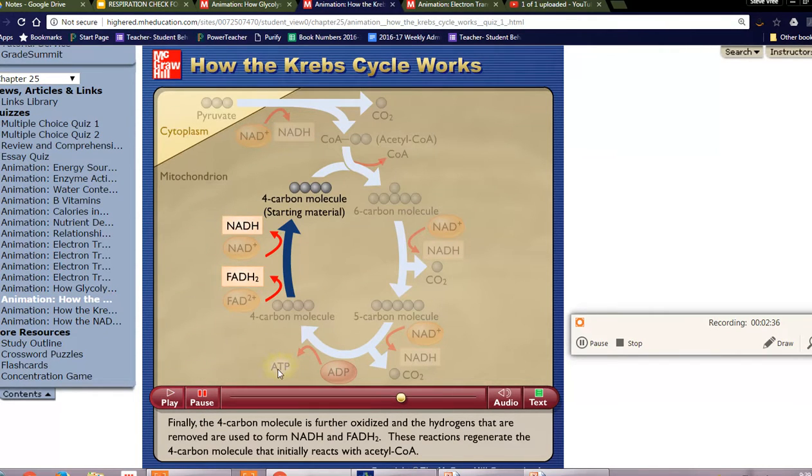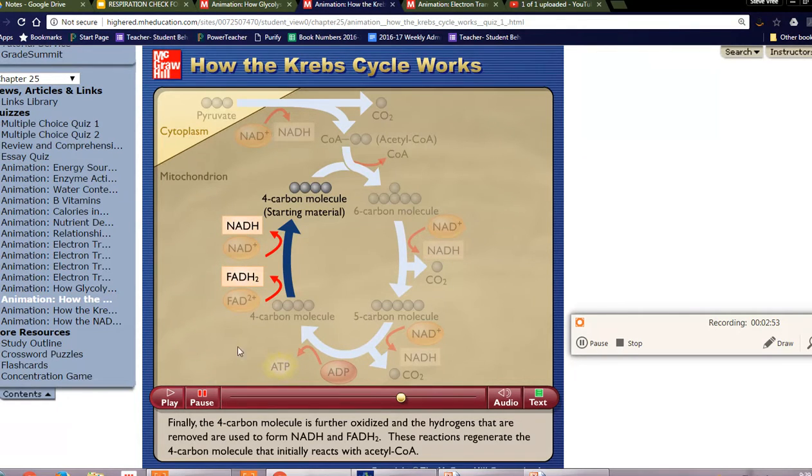And that process is going to be very similar here. We're not going to lose any carbon, but we're going to go through some chemical reactions, and that 4 carbon molecule is going to turn into a different one, and we're going to make a NADH, and we're going to make an FADH2 from FAD, and both of those are electron carriers.